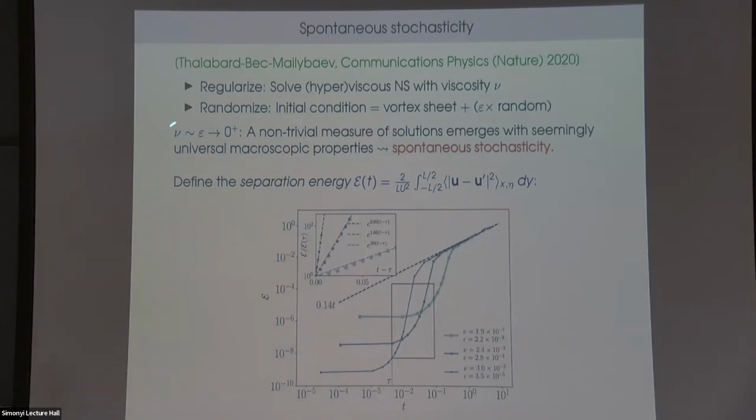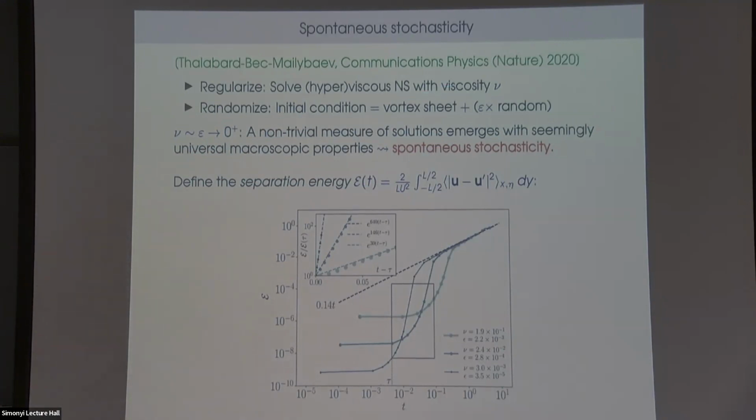In general, you could choose some relationship between these, but the relationship that works is this linear relationship. Where you find the limit is a non-trivial measure on solutions with seemingly universal macroscopic properties. So your measure does not condense to a Dirac mass measure on the vortex sheet.